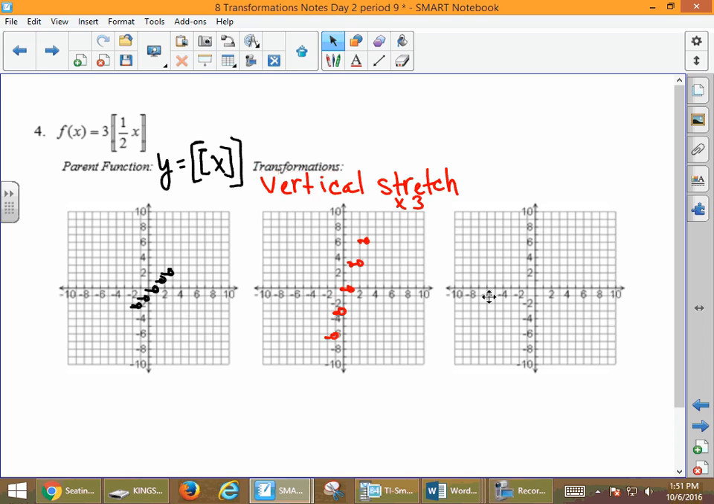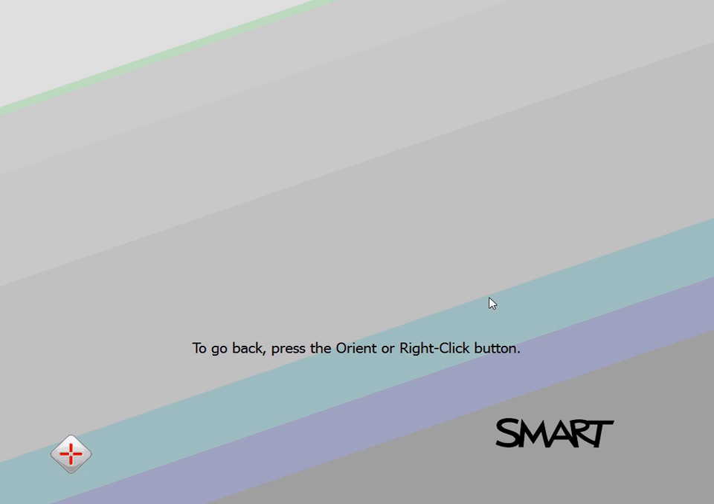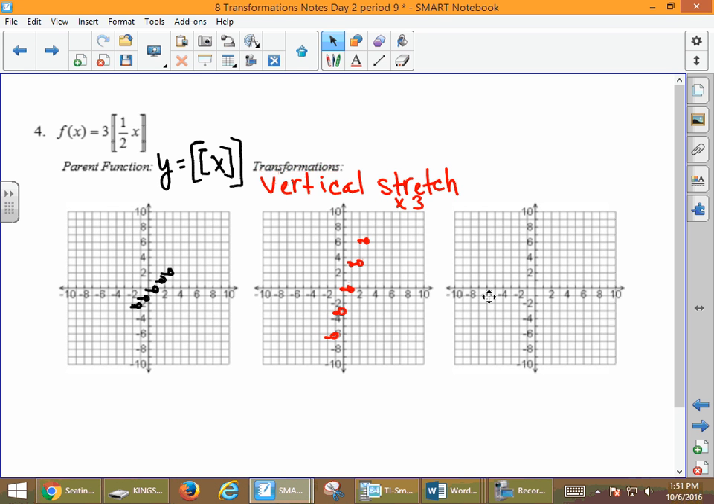I'll try to orient the board one more time. What was the last one? What was the negative? -6. Because originally we had a stair step at -2. There, moved it up a little bit.